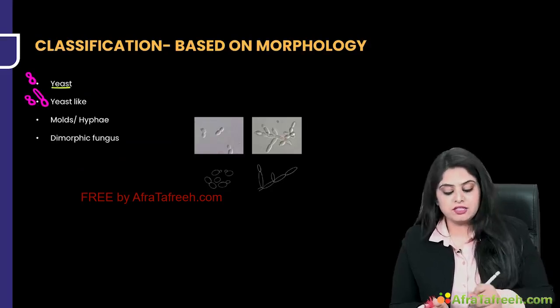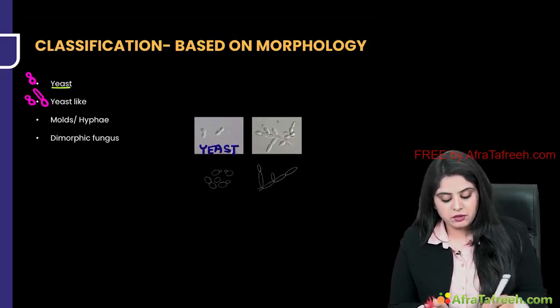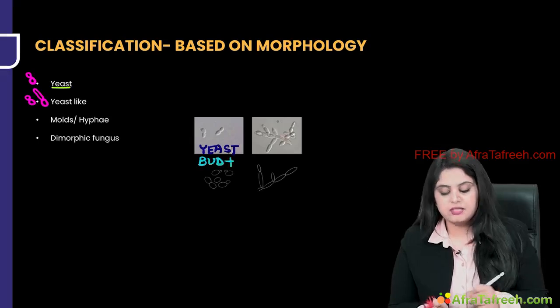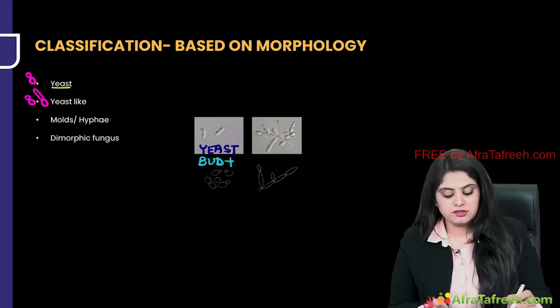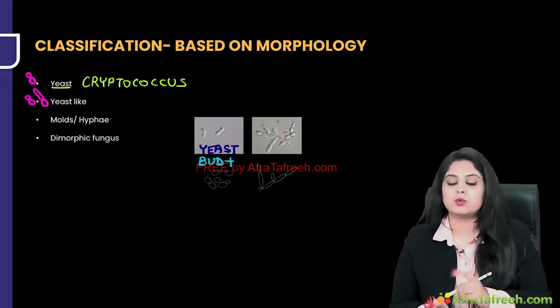What is the classification of fungus that you studied? Number 1, yeast. Yeast, as you can see over here, is the form that is going to have just buds in it. You can see the presence of budding, and that is going to be a yeast. So what is included in a yeast? The most important thing that you have is Cryptococcus. That's a yeast, a true yeast, what we call.